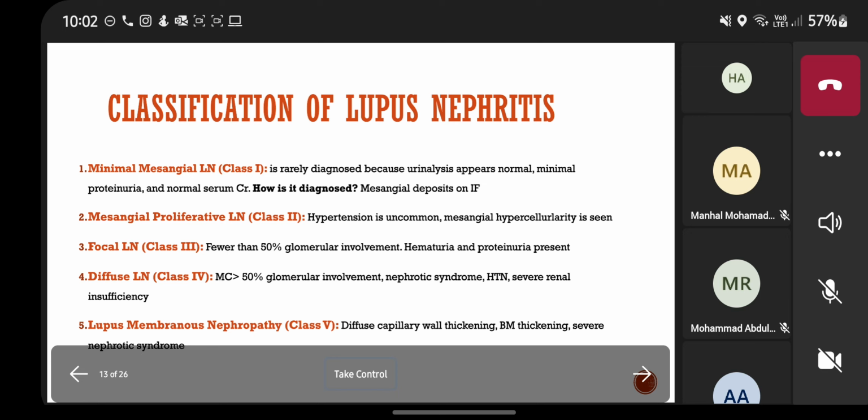While in focal lupus nephritis, hematuria and proteinuria are present, with fewer than 50% of glomeruli involved, while in diffuse lupus nephritis more than 50% of glomeruli are involved. And here the nephrotic syndrome will appear, with hypertension and severe renal insufficiency. The last classification, lupus membranous nephropathy, shows diffuse capillary wall thickening, basement membrane thickening, and severe nephrotic syndrome.